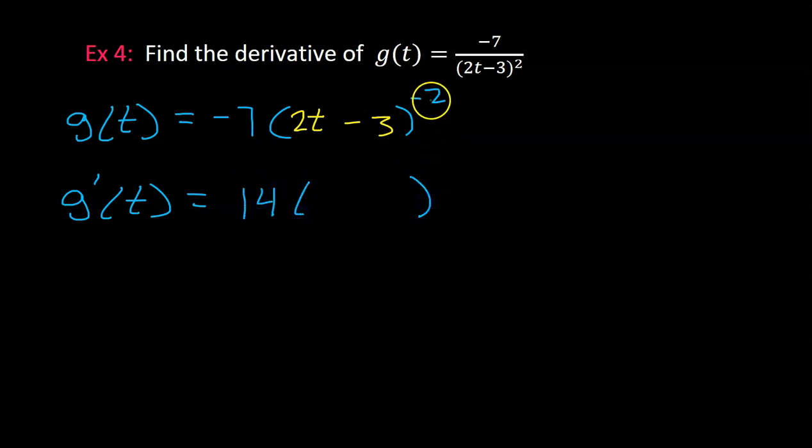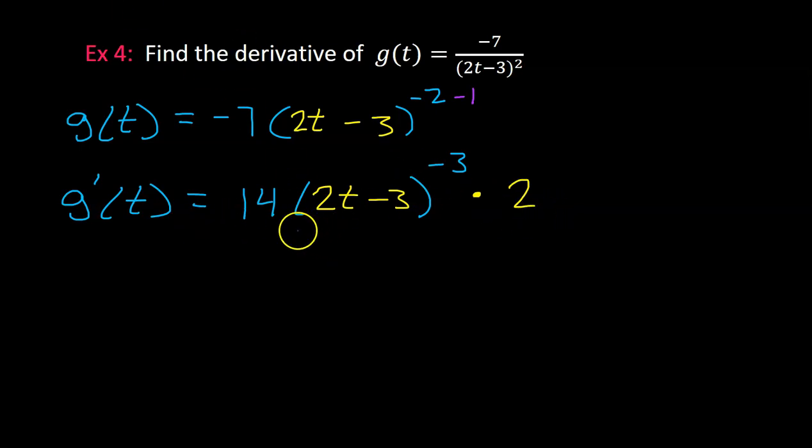Then I reduce the power by 1. So if I take negative 2 and I subtract 1 from it, then I'm going to have the negative 3 power. At this stage, we leave the inner function the same. But we then multiply by the derivative of the inner function. The derivative of 2t is simply 2. And the derivative of negative 3 is 0, so we don't write anything else. So this is basically the answer right now.